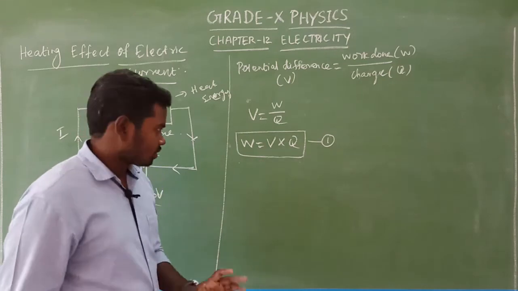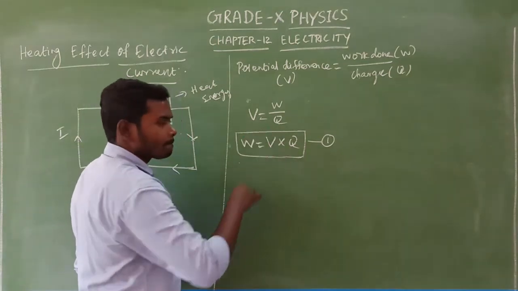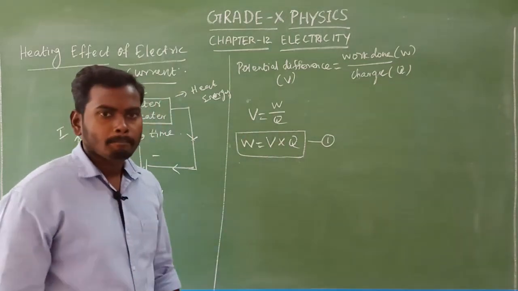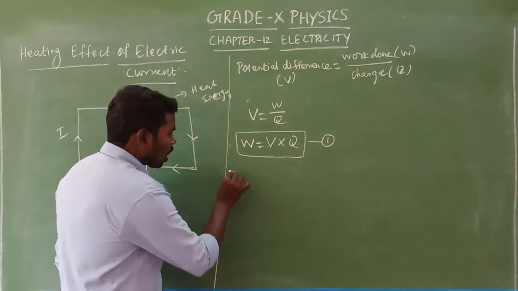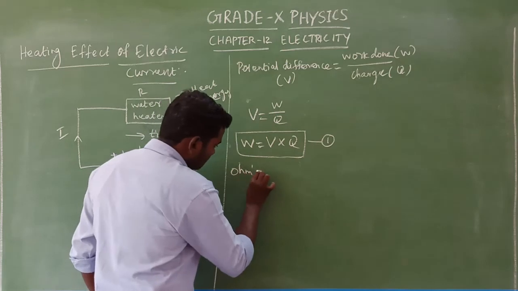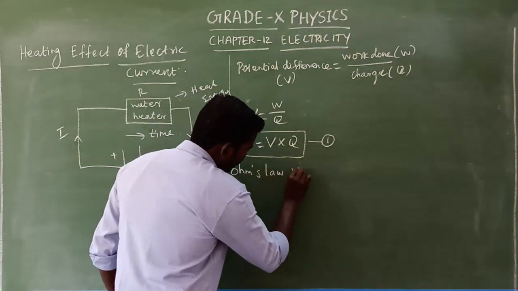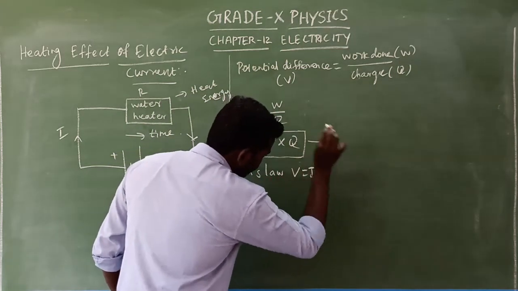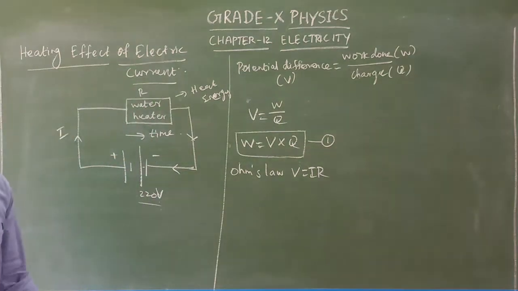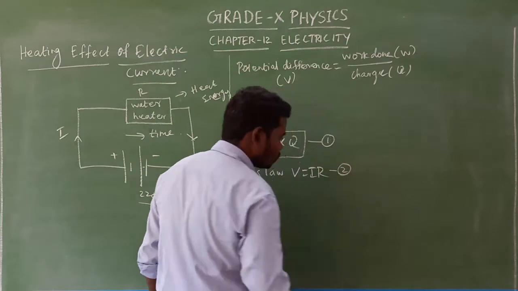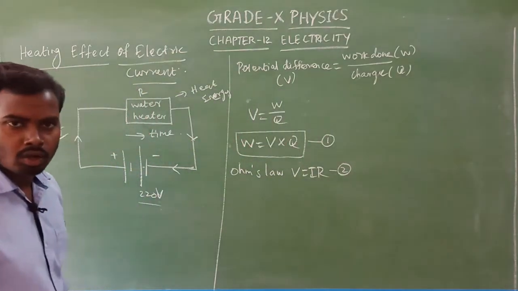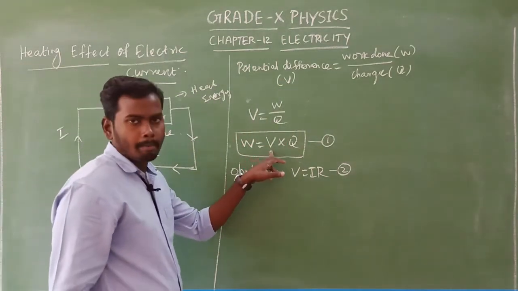Is it clear? Look here. What is V? V means voltage. According to Ohm's law, V equals IR. That is Ohm's law. Consider this equation 2. That is equation 2, isn't it? Yes. So V is there.